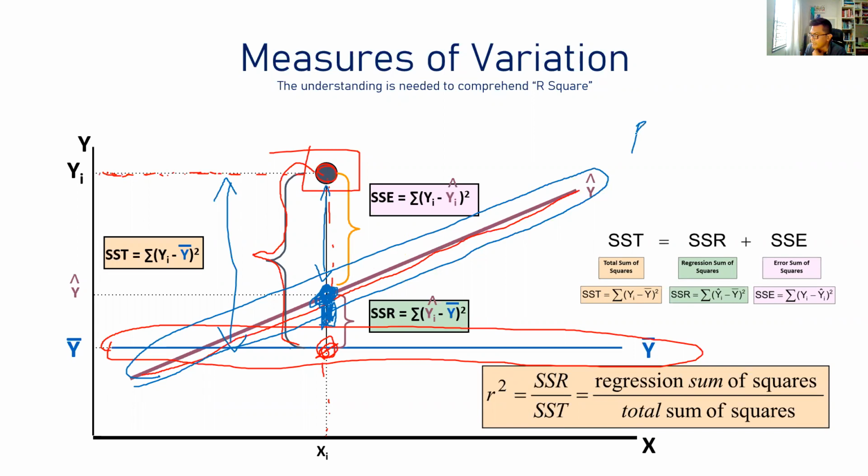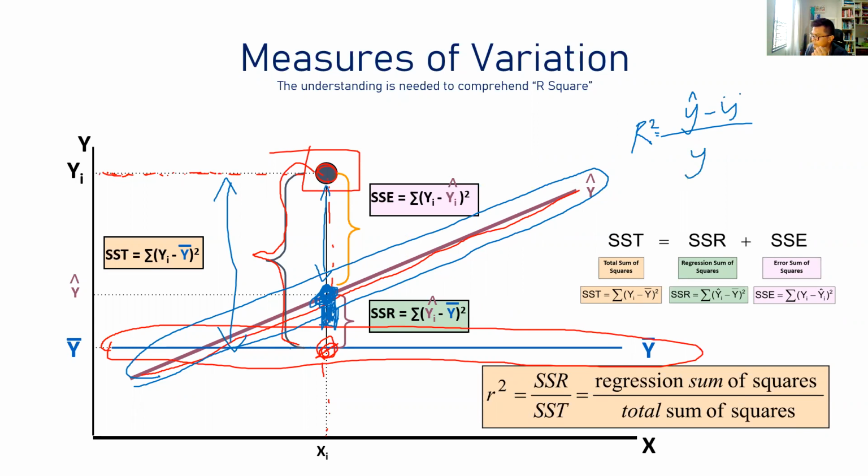So R squared is reflecting the proportion of error, the improvement of prediction accuracy that is caused by the regression function, which is y hat minus y actual.